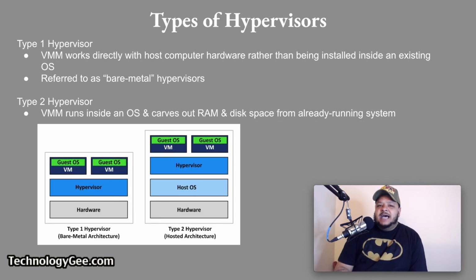There are two types of hypervisors. You have type 1. It's a virtual machine that works directly with the host computer hardware rather than being installed inside of an existing operating system. Type 1 hypervisors are often referred to as bare metal hypervisors. And then you have type 2. That is a virtual machine that runs inside of an operating system and carves out RAM and disk space from an already running system.